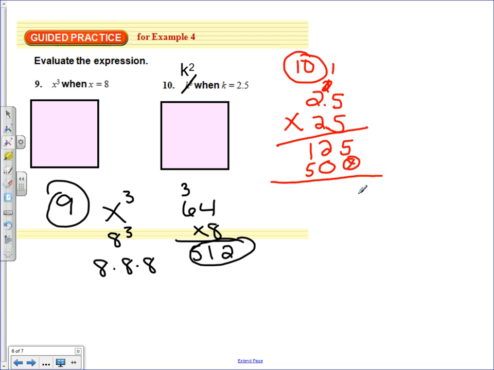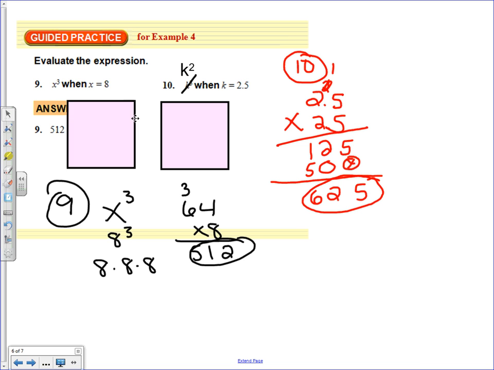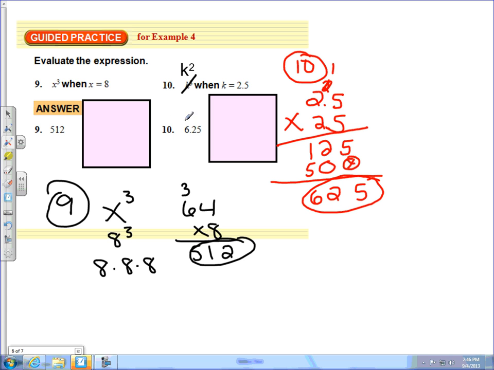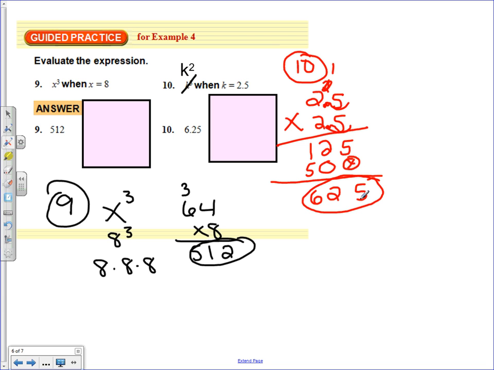Now we're going to add down. 5 and 0 would be 5. 2 and 0 is 2. 5 and 1 is 6. Our final answer is 625. Again, we'll take a quick moment here and check our work. We have the correct answer there, and we have the correct answer here. I forgot my decimal, a very common mistake. I have 2 decimals in my problem. I want to go back and put 2 decimals in my answer. So my answer should be 6.25. Good reason to always check our work.